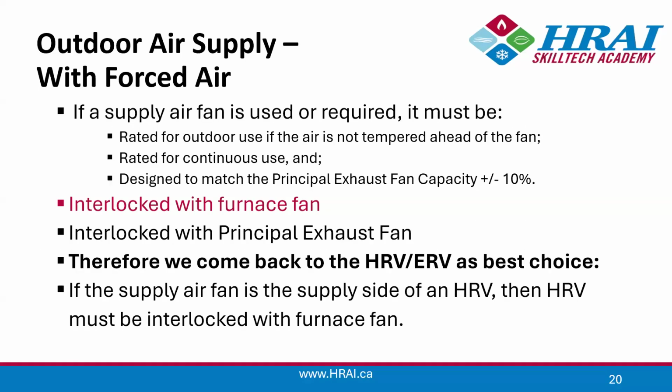So if we have a forced air system, and if that outdoor air supply is attached to the forced air system, then it has to be a fan that's rated for outdoor use if the air is not tempered ahead of the fan, rated for continuous use, and designed to match the principal exhaust fan capacity plus or minus 10%. It should be interlocked with the furnace fan and interlocked with the principal exhaust fan. So if you decide to have, as I mentioned, the two separate fans, this is the requirement. Therefore, of course, we come back to the HRV, ERV as being our best choice.